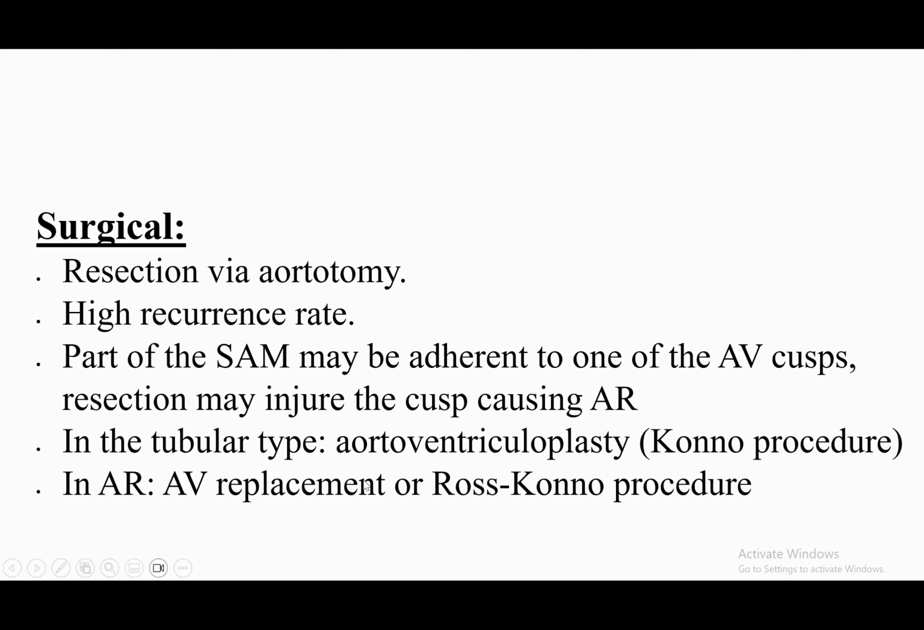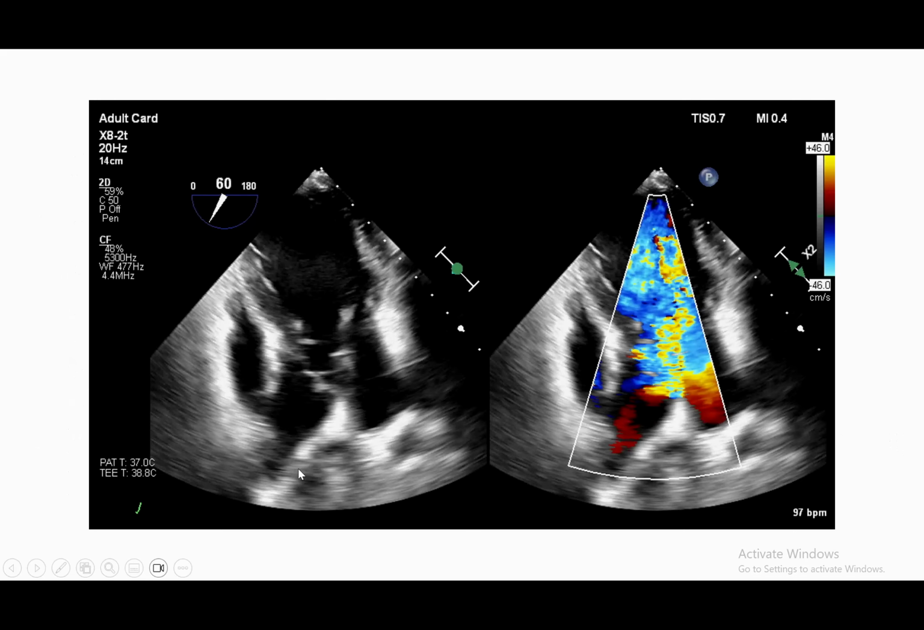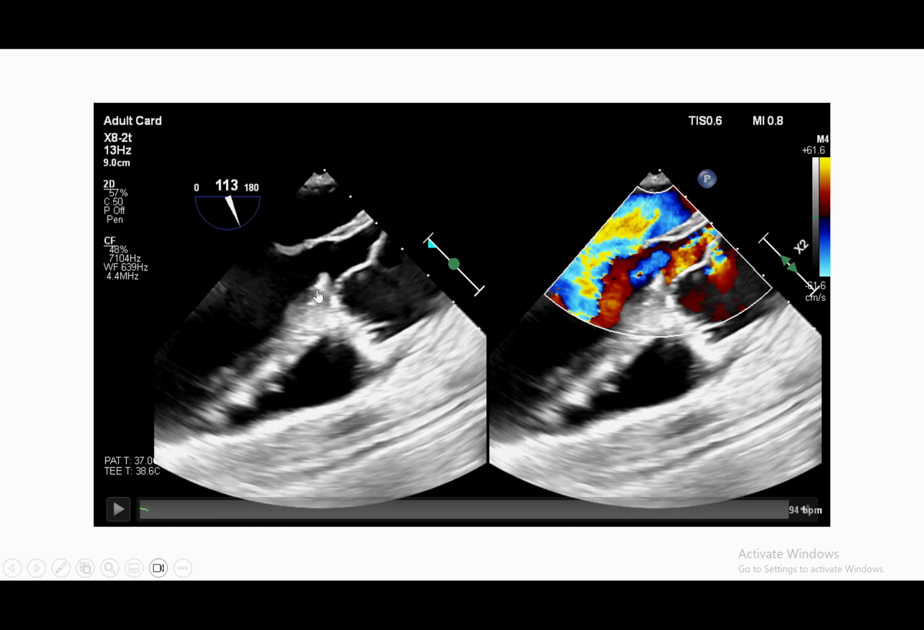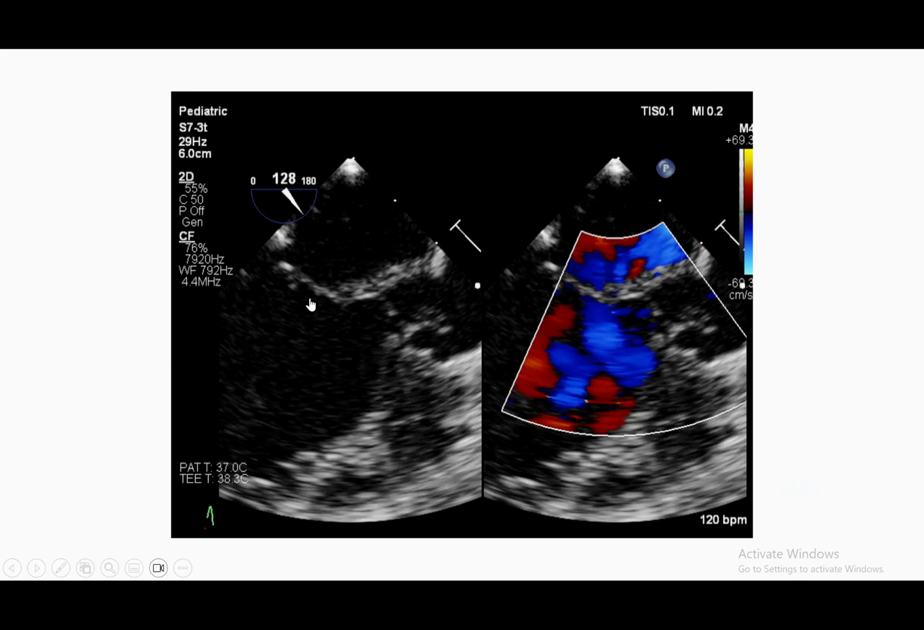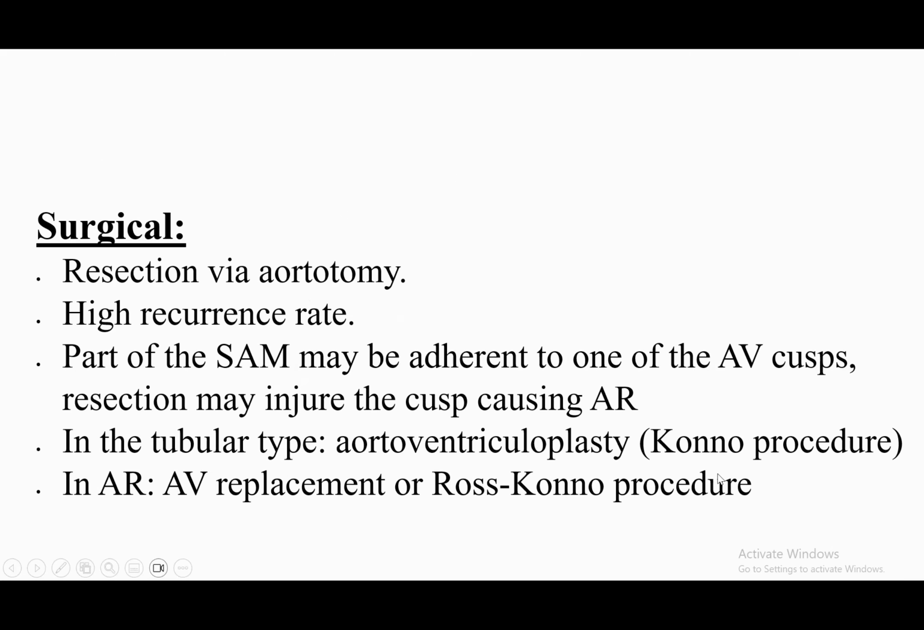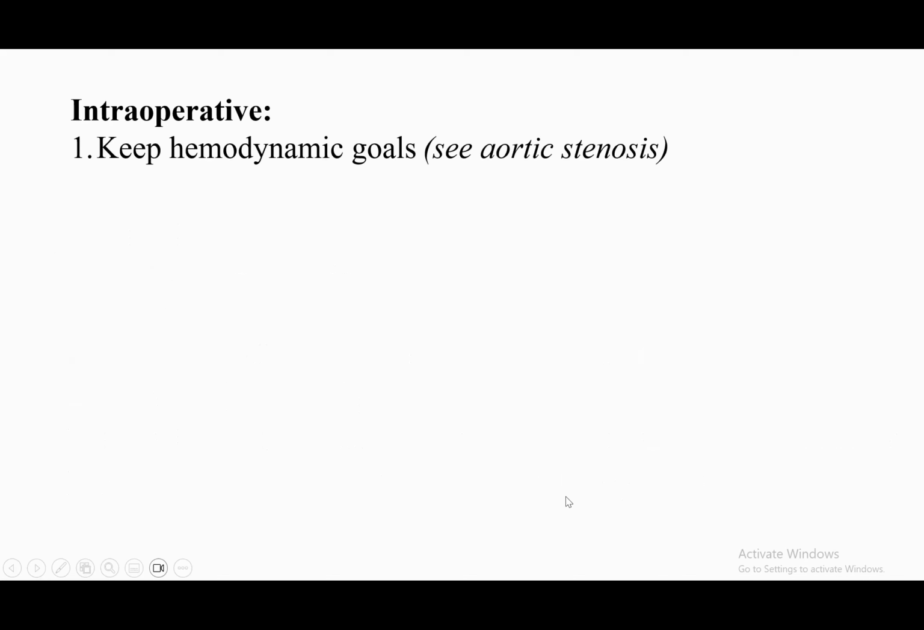In the tubular type, sometimes the membrane is not a membrane, but it is a narrow tube, not just a membrane, but the whole LVOT is narrow. This is the tubular type, so a simple resection is not possible, so we may need a Konno procedure. We'll explain it later. In aortic regurg, aortic valve replacement or Ross-Konno procedure. Intraoperatively, we keep hemodynamic goals.